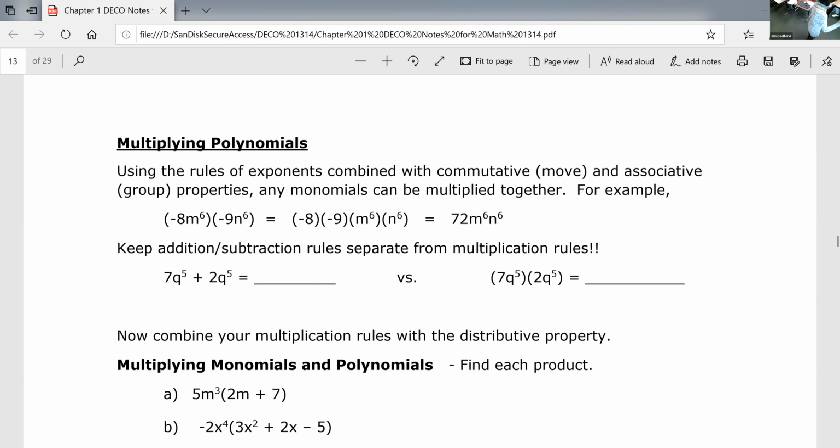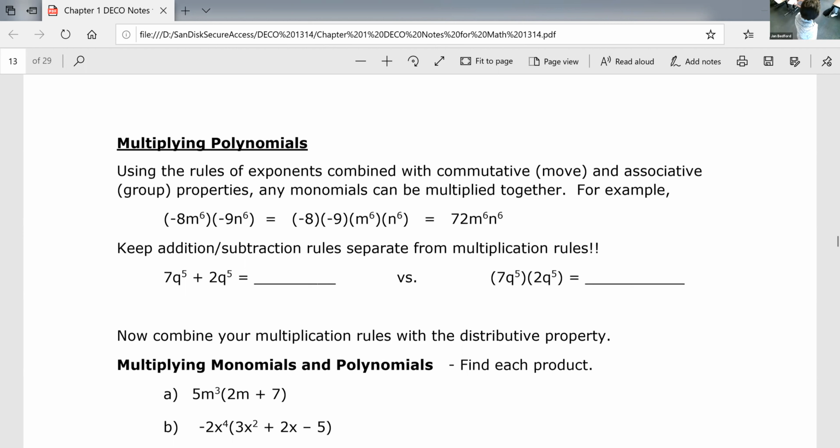So if I'm multiplying these monomials together, the easiest way to do it is just remember you're multiplying number times number, and then you're multiplying variable times variable. So in this example, -8 m to the 6 times -9 n to the 6. I multiply the -8 times the -9 to get a +72. And here's where you got to be careful. Is an m the same as an n? No. So they're just going to be m to the 6, n to the 6. All those still multiplied together. Okay.